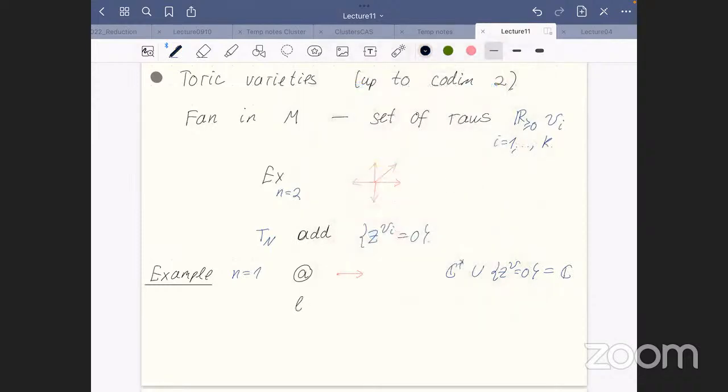And a similar example B. In the one-dimensional case there is not much choice, we can take a row in the opposite direction also. Then it means that we take C star, add z to the power v equal to 0, and add z to the power minus v equal to 0. And how do you think what we get? P1? Yes, we get P1. So z to the power v is the standard coordinate of this P1, and it can be at a point where it is equal to 0, and here z to the power minus v equal to 0. It means 1 over z to the power v is equal to 0, or z to the power v equal to infinity. We get P1.